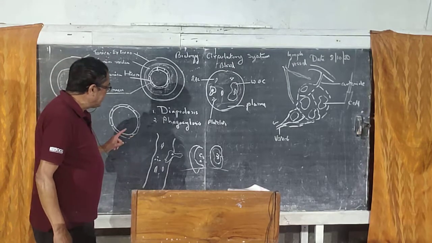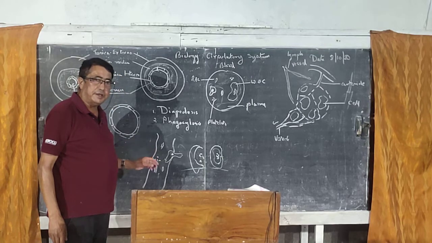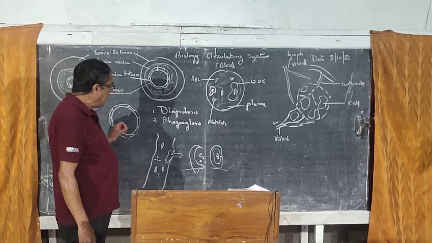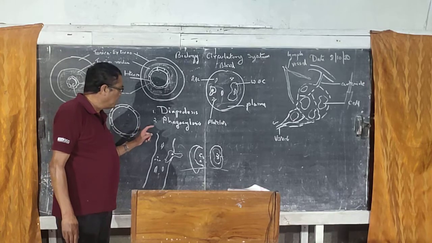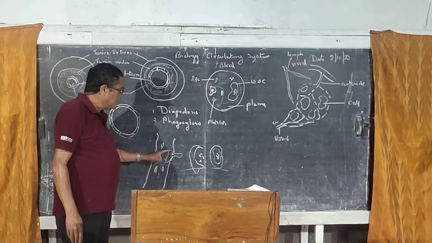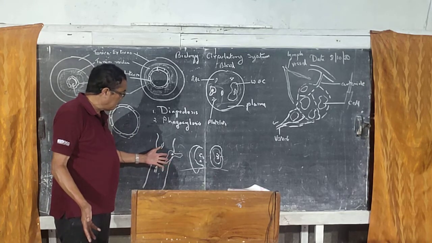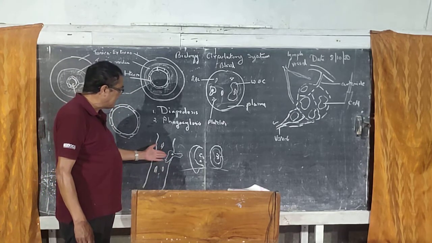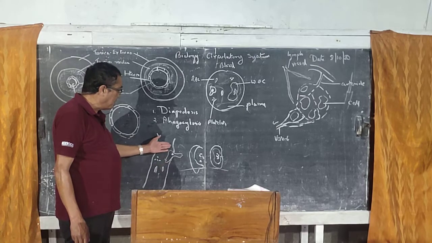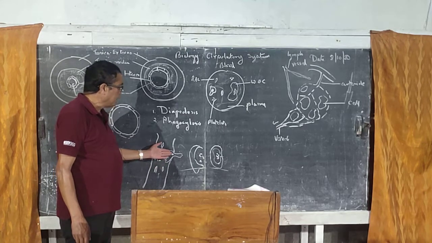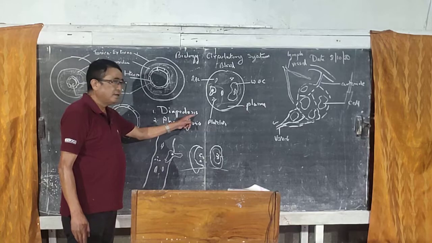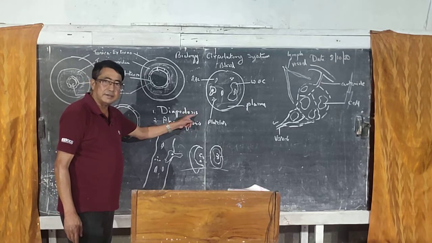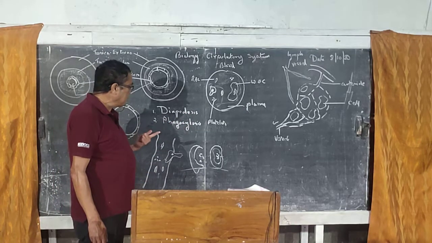Since white blood cells can change their shape, they can come out from the tiny pores of the capillaries. Because they can change their shape, this oozing out or coming out of the white blood cells from the wall of the blood vessel, that is capillaries, is called diapedesis. It's called diapedesis.